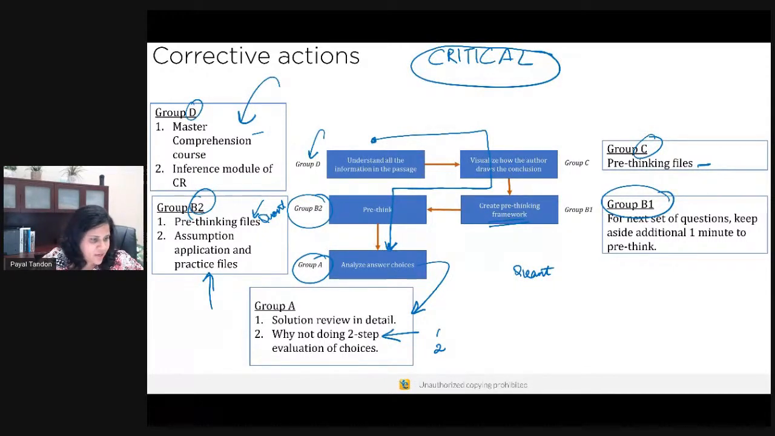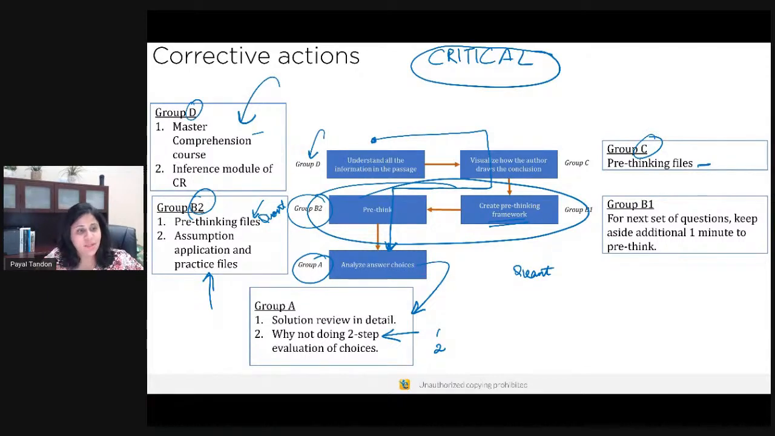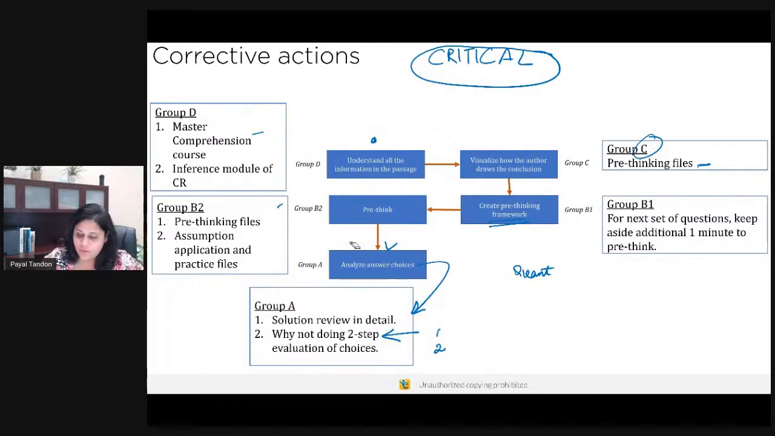Okay, Vishal is asking, can you clarify the difference between B1 and B2? Vishal, the difference is that the B1 guy doesn't even try to pre-think. He is very confident that he has understood the passage really well, and doesn't need to pause any further. He just jumps to the answer choices, skipping this part of the process completely. The B2 guy is trying to pre-think. He knows that pre-thinking is important, but he's unable to pre-think. So the B2 person will need to go through the pre-thinking files because he needs to learn how to pre-think.